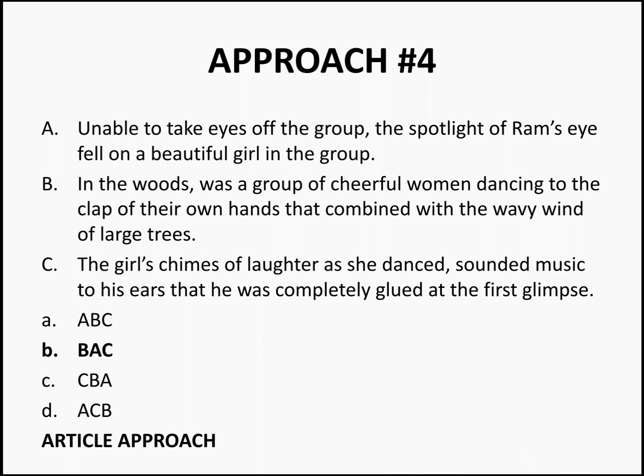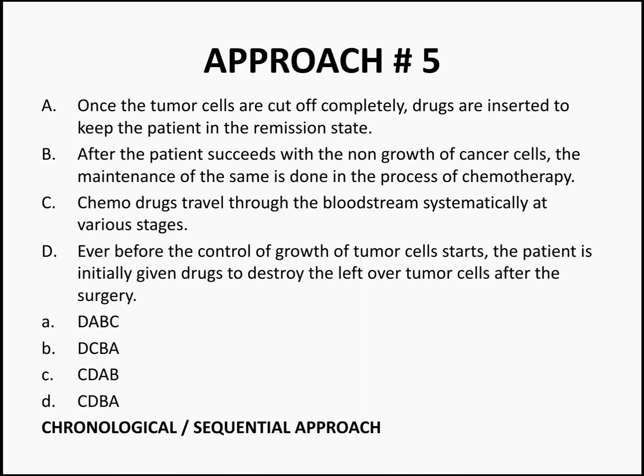Got it? Here we go to your fifth approach. Once the tumor cells are completely cut off, drugs are inserted to keep the patient in the remission state. After the patient succeeds with the non-growth of cancer cells, the maintenance of the same is done in the process of chemotherapy. Chemo drugs travel through the bloodstream systematically at various stages. Even before the control of growth of tumor cells starts, the patient is initially given drugs to destroy the leftover tumor cells after the surgery.